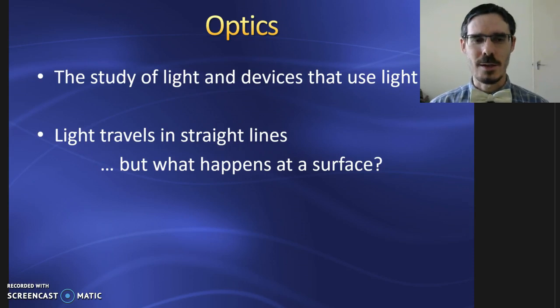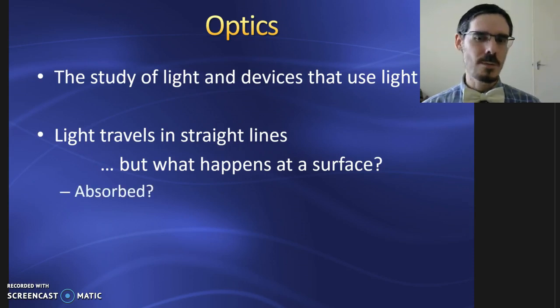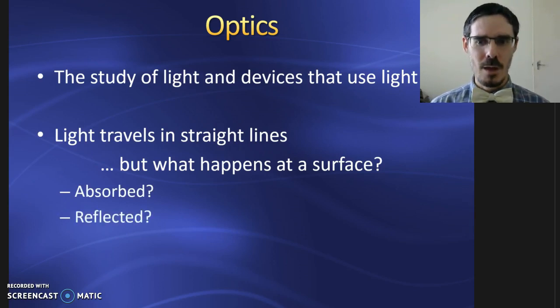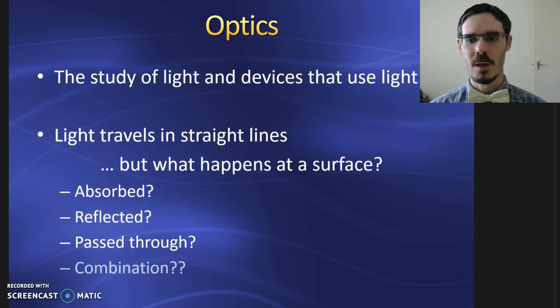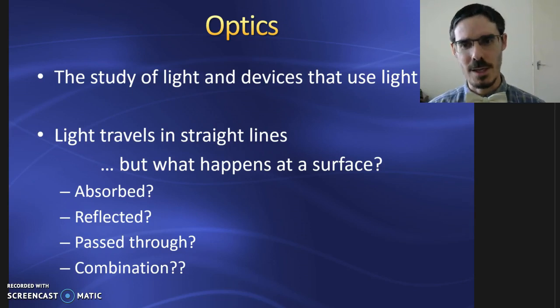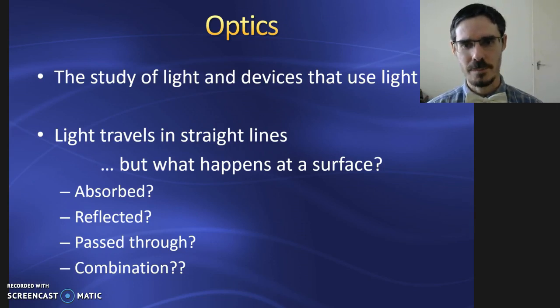Light travels in straight lines, but what happens when it meets a surface? Well, it might be absorbed. No more light comes out. It might be reflected back at you. It might pass straight through into the new material. And of course, what happens in practice is usually some combination of these things. And in this unit in optics, we're going to be studying all of these things.